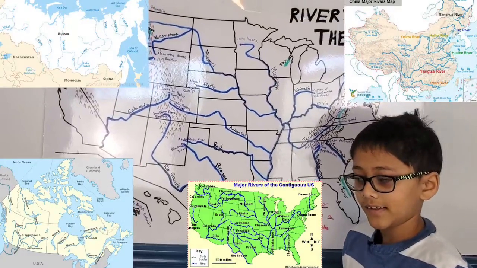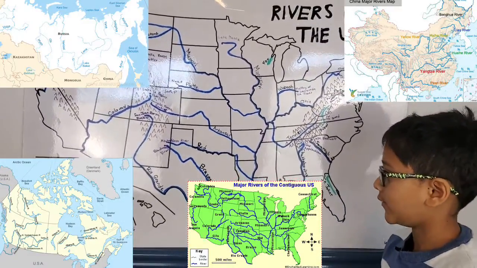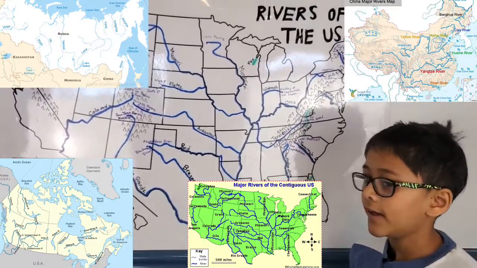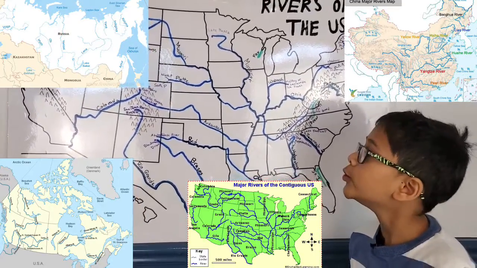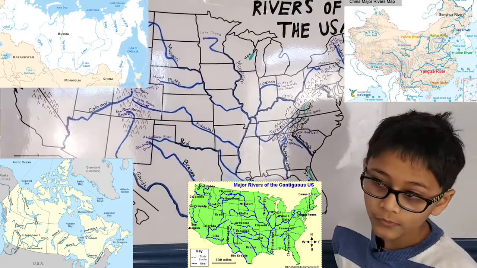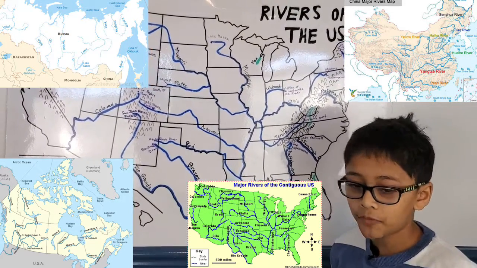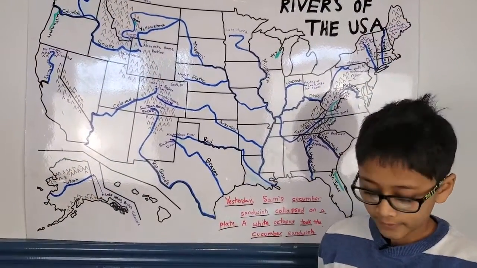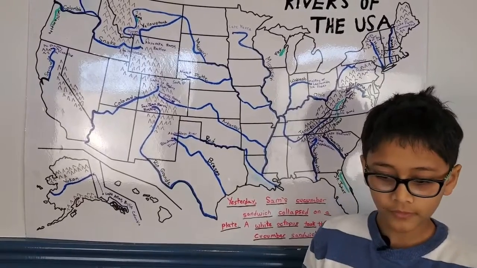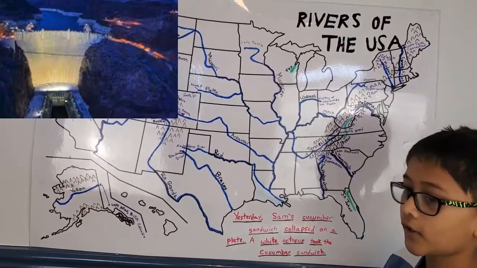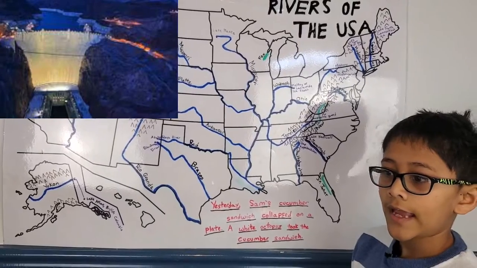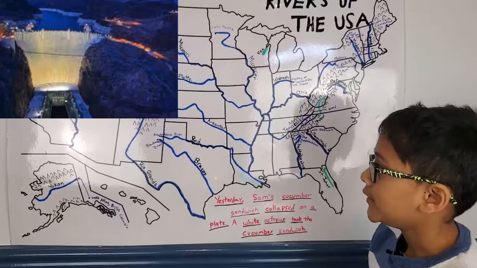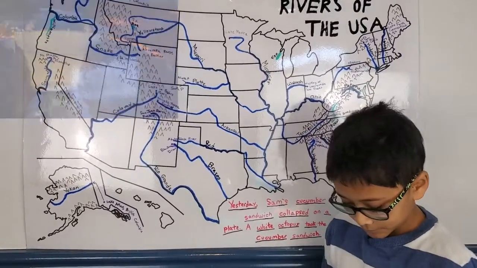Fourth is that the USA is ranked fourth for most rivers in the world at 250,000 rivers. The top three are Russia, China, and Canada. So our fifth fact is there are approximately 8,100 dams in the USA.